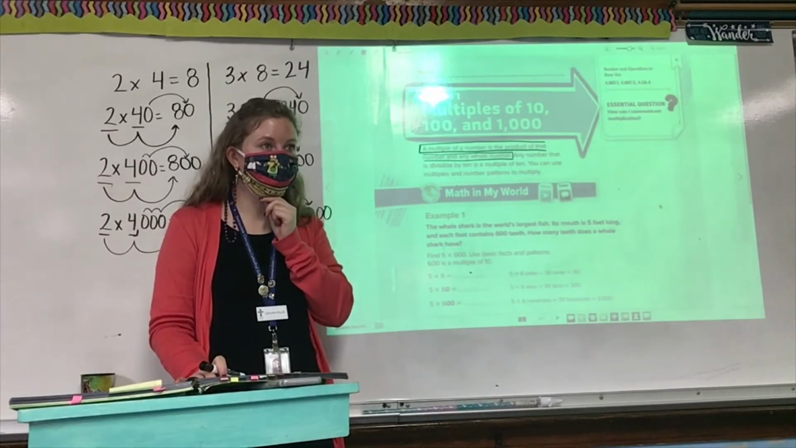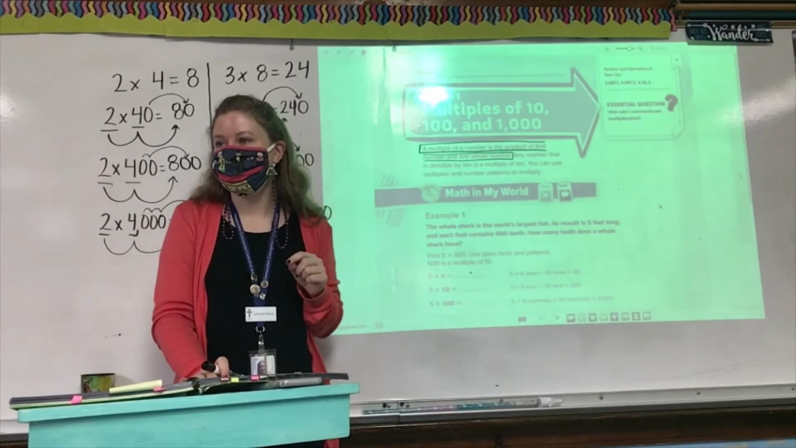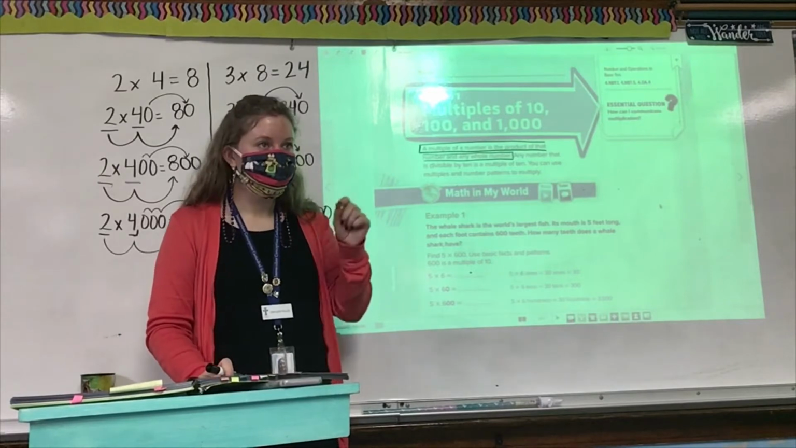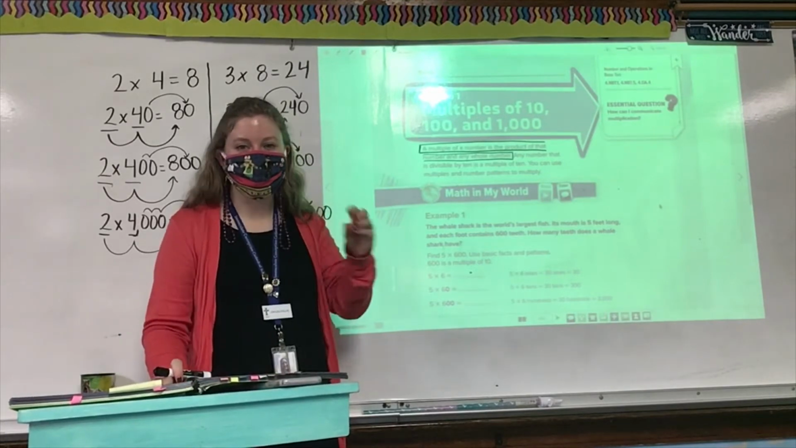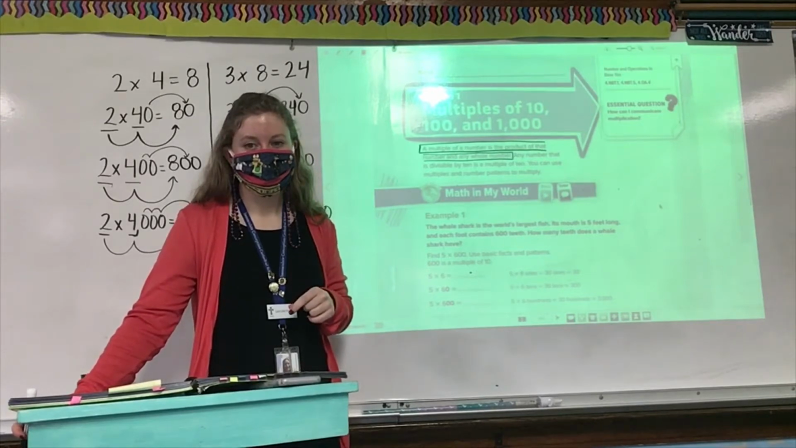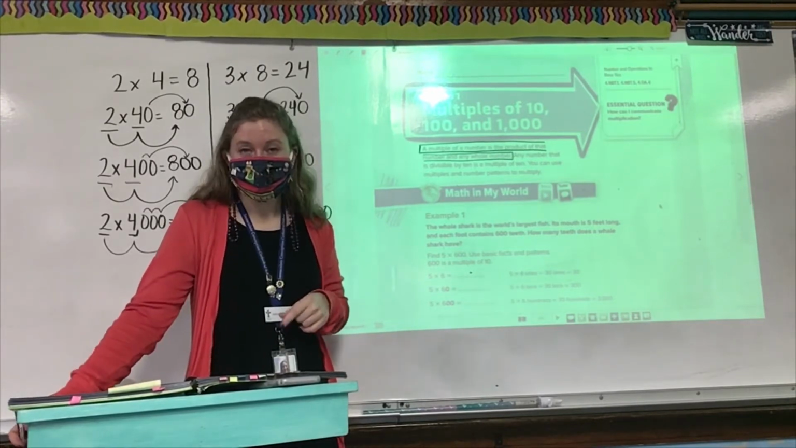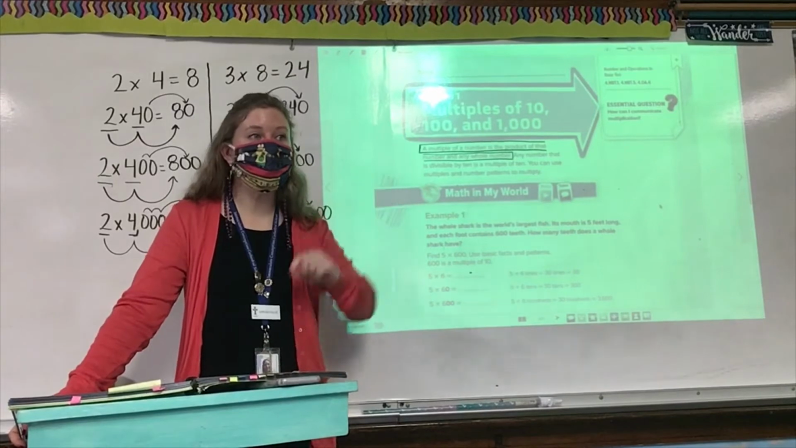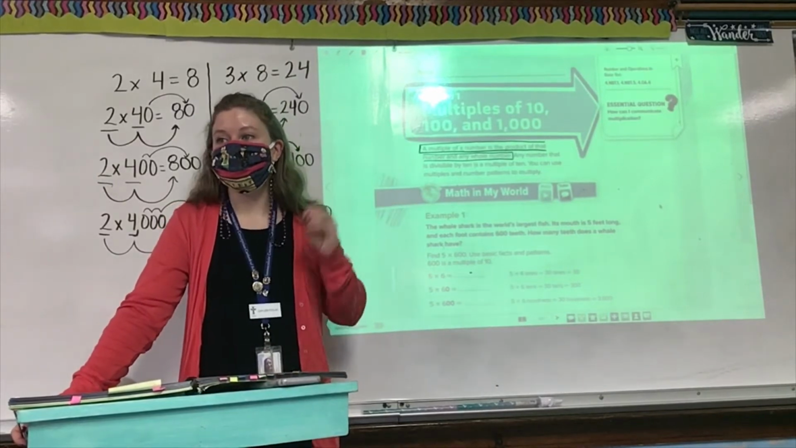Multiples of 10 always have what at the end? 10 is always a factor if the number has what at the end? Carla? A 0. If a number has 0 at the end, then 10 is a factor.